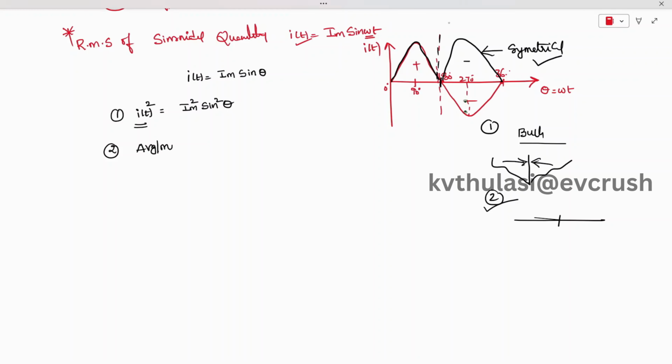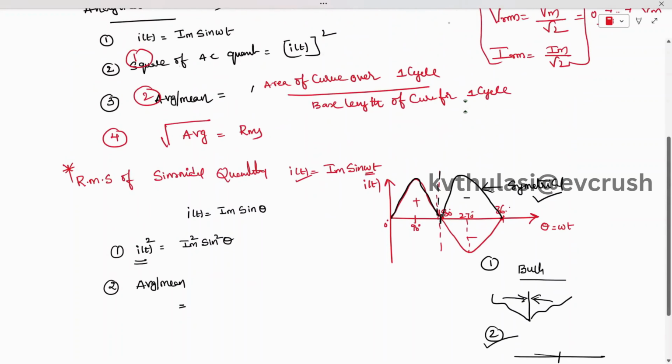The average or mean value is given by the formula. Already we have discussed the area of the curve. So what is the area of the curve? Integral 0 to pi. Here we have to take only up to the half cycle, as I already discussed. Your laptop, when you fold it in one axis, gets folded. Your textbook, when you fold it in one axis, gets folded. And this waveform also, when you fold it along this axis, is symmetrical. So for symmetrical, we have to calculate only for the half cycle.